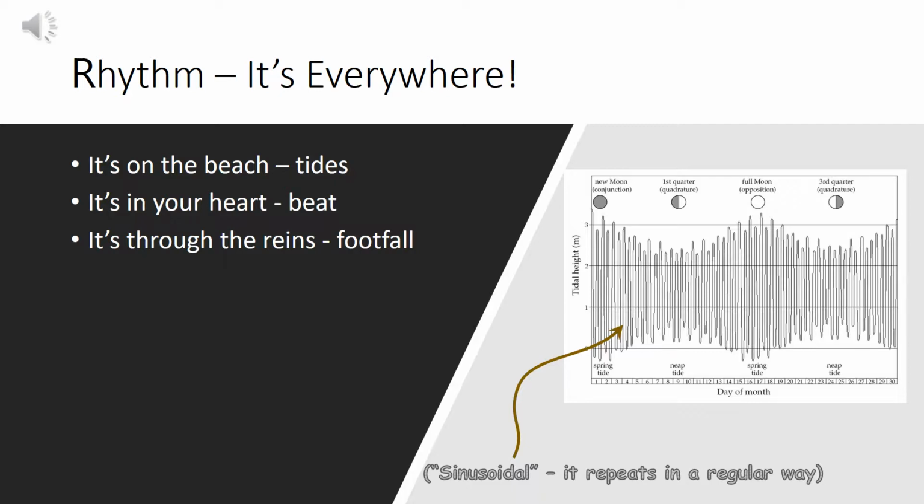So on top of this daily rhythm, there's a monthly rhythm which goes twice a month. So you've got the high tides very high twice a month and the very low tides very low twice a month too. And that depends on where the moon is in relation to the earth. So it's a really interesting thing. Shows you how much rhythm is important in nature. And what we're going to be mainly interested in for the rest of this video is rhythm through the reins, the way your horse and you can record the rhythm.